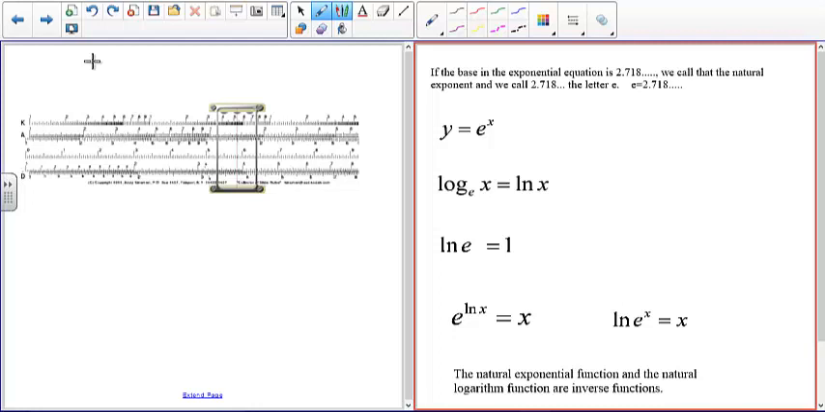Another interesting thing about the natural logarithm function is that instead of saying log to the base e of x, we define a new symbol. We just call it the natural log, using ln. For all the other log expressions, the base is some number. But when the base is e, we use ln, which we call the natural logarithm. The natural logarithm of e is 1.